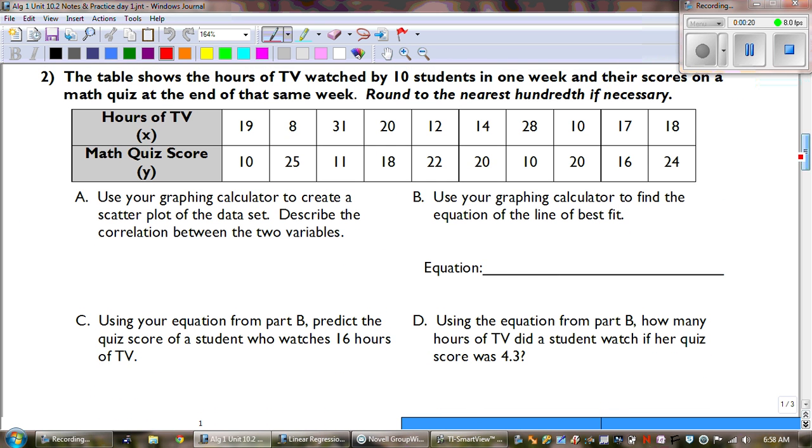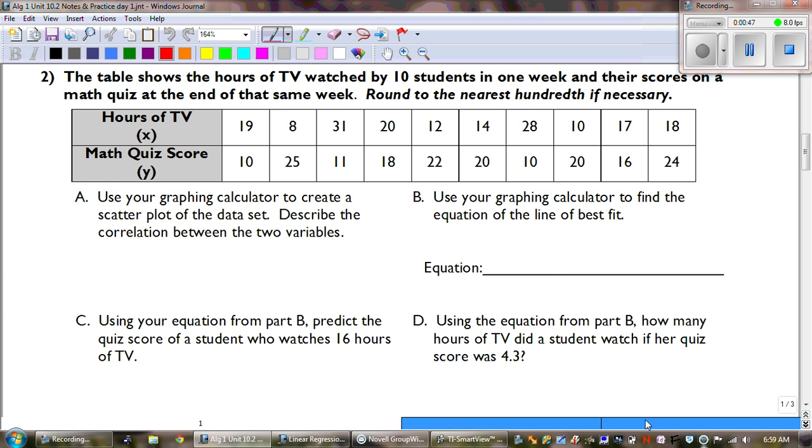Problem number 2 says the table shows the hours of TV watched by 10 students in 1 week and their scores on a math quiz at the end of the same week. And it says to round to the nearest hundredth if necessary. A. Use your graphing calculator to create a scatter plot of the data set. Describe the correlation between the two variables.